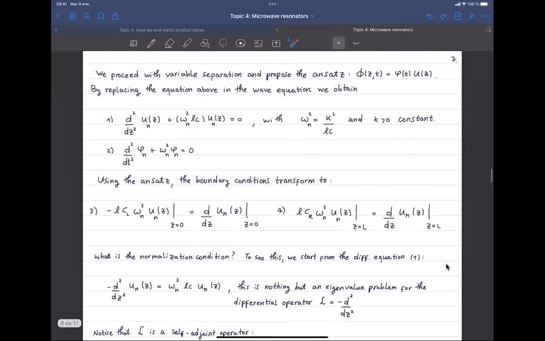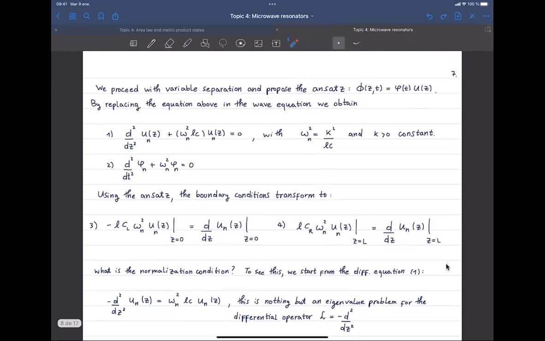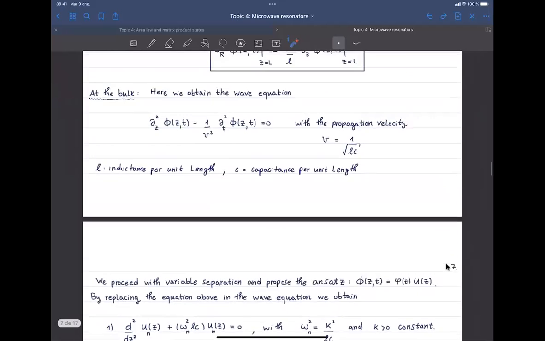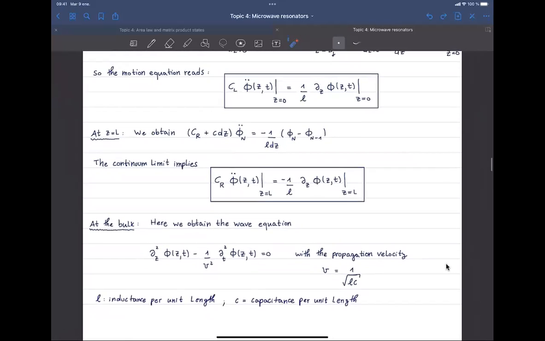This is something that, let me explain a bit on this. So this is our ansatz. And of course, if you replace it back into the wave equation, we obtain those two solutions, 1 and 2, but also you can plug this solution into this boundary condition and this one. Okay, this is the next part of the procedure here.